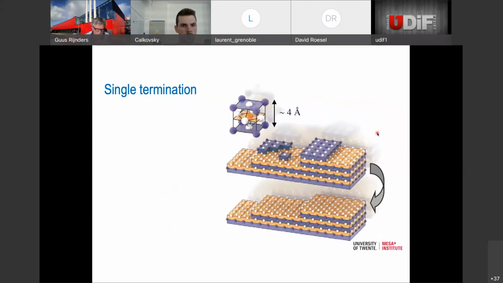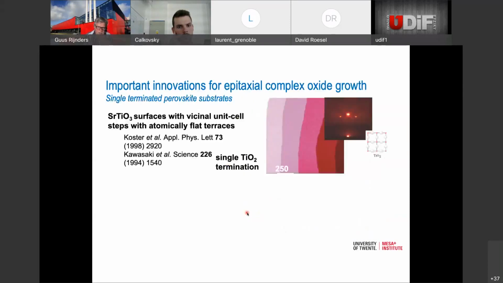But let's go a little bit back to this substrate. So we thought, okay, we wanted to get rid of this mixed termination. And again, here you can see a sketch of strontium titanate, where you would have strontium oxide and titanium dioxide layers. And actually you want to have a clean single atomic termination layer there, for instance, completely titanium dioxide. And well, there was a lot of work going on in Japan at that time. So Masashi Kawasaki was doing quite a lot.